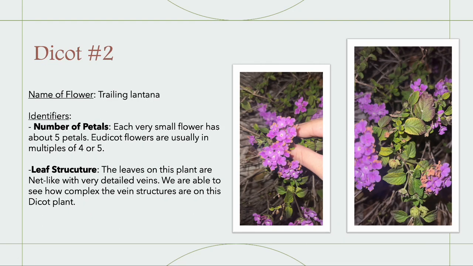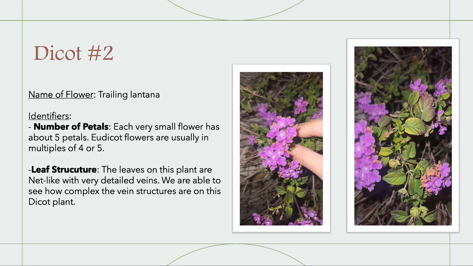And lastly, our second and last dicot flower is going to be called the trailing lantana. It's hard to see because these flowers are so small, but each little flower has about 5 petals. And like I said before, this is a normal number of petals for a dicot plant. And then, as you can see in the second photo, their leaf structure is also very net-like. You can especially see it in these leaves. The veins on the leaves really branch out and look like a very net-like system.